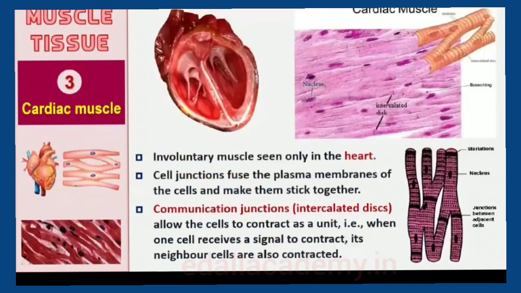muscles. Cardiac muscle tissue is a contractile tissue present only in the heart. Cell junctions fuse the plasma membranes of cardiac muscle cells and make them stick together. Communication junctions (intercalated discs) at some fusion points allow the cells to contract as a unit. That is, when one cell receives a signal to contract, its neighbors are also stimulated to contract.